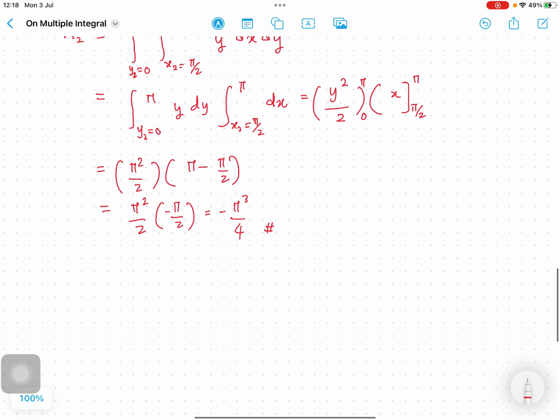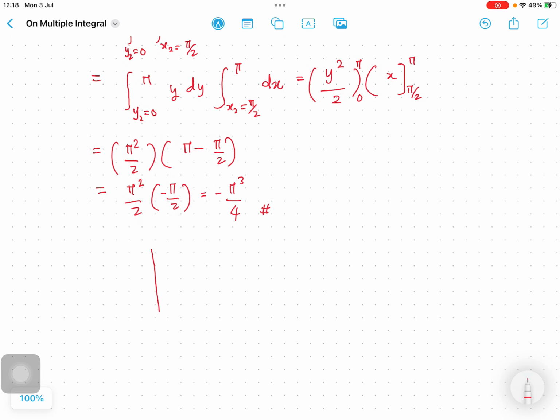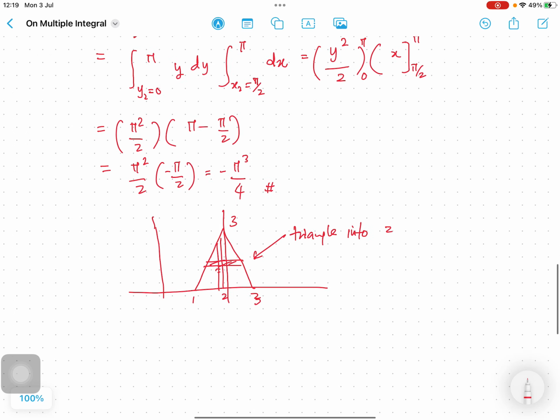Okay. But let's say your area is like this. Then you have to divide this triangle into 2. Okay. So perhaps this is 1, 2, and 3. Maybe this is 3, this is 2. So if you want to identify, let's say the area, again y dx dy.